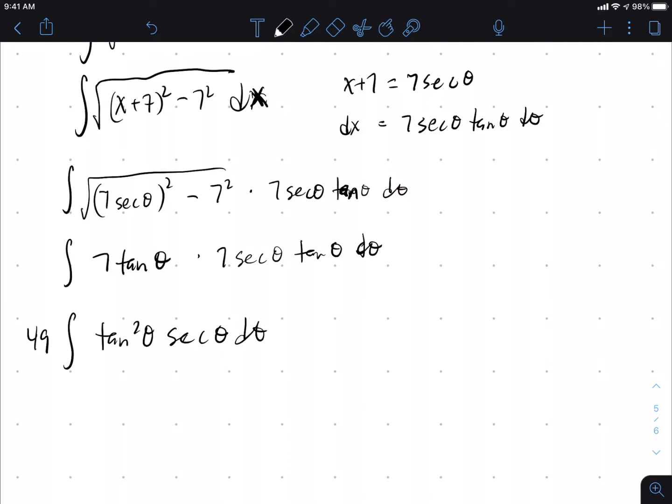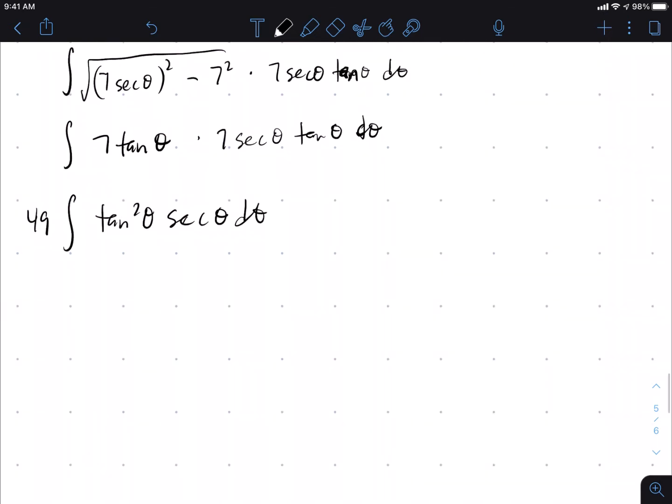Right? We have an even and an odd function. So in this case, we need to break it down. So I'm going to go 49 integral of, I believe it's secant squared theta minus 1 times secant theta d theta. Correct?